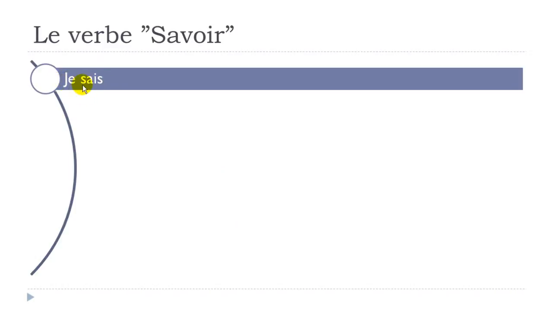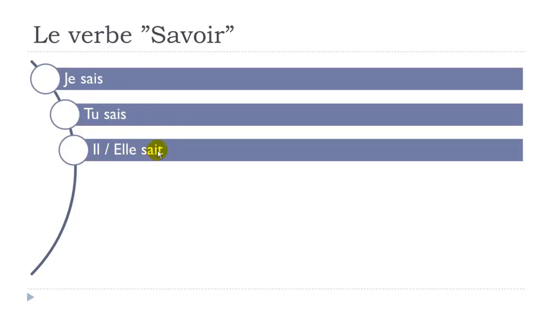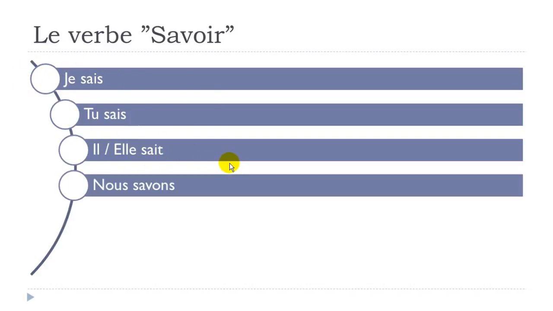Okay, je sais. Tu sais, same form, final S not pronounced. Il sait, final T not pronounced. Elle sait. So one phonetical form so far. Nous savons. So classic ending for nous, O-N-S. You don't pronounce the final S. Nous savons. Okay.